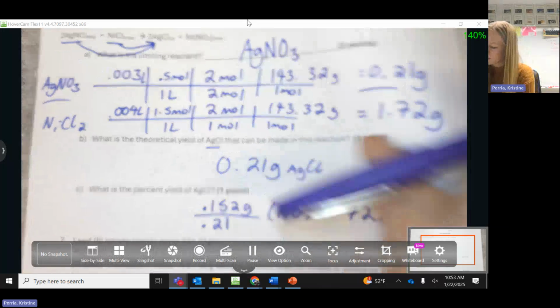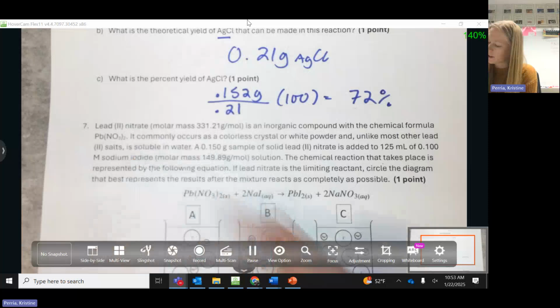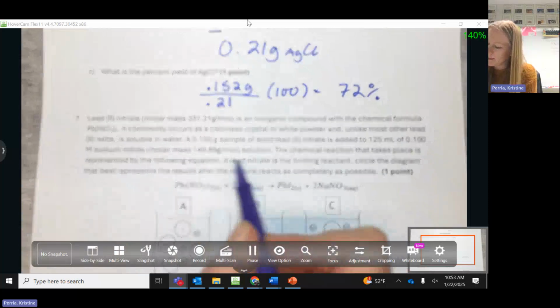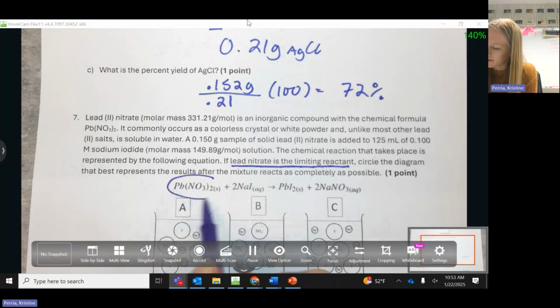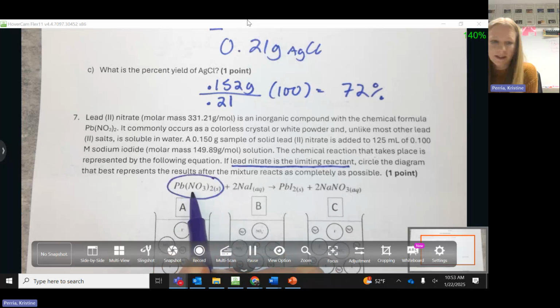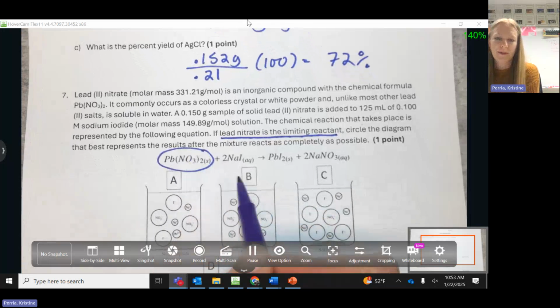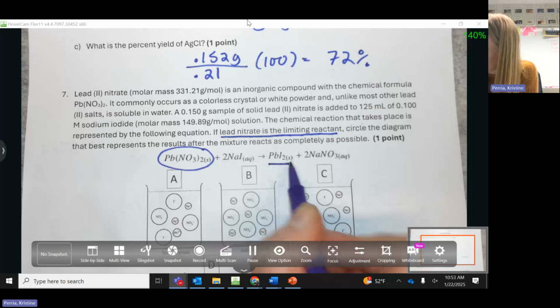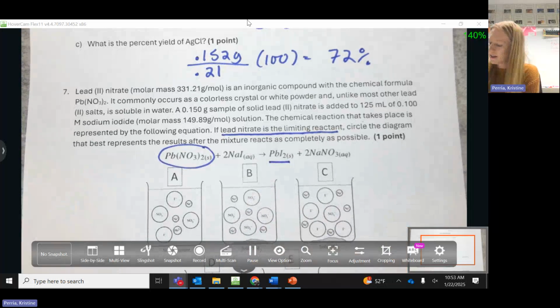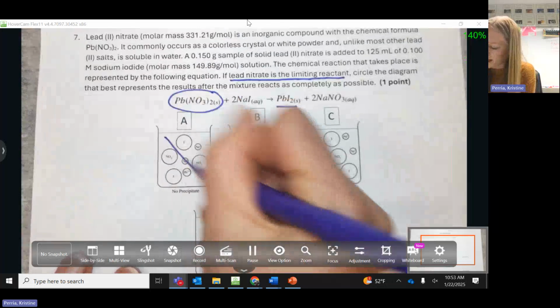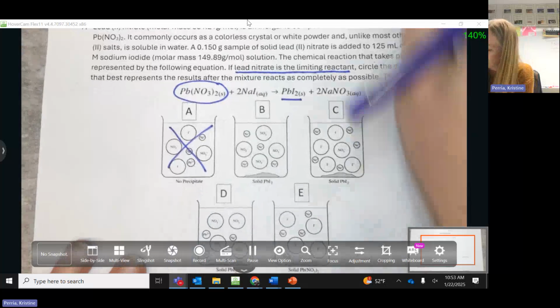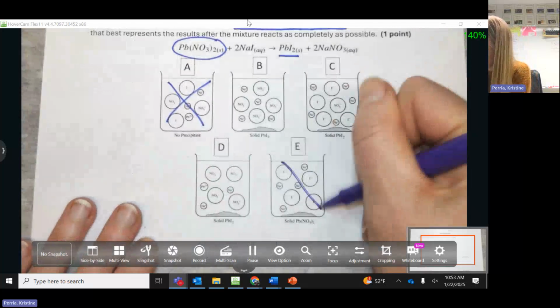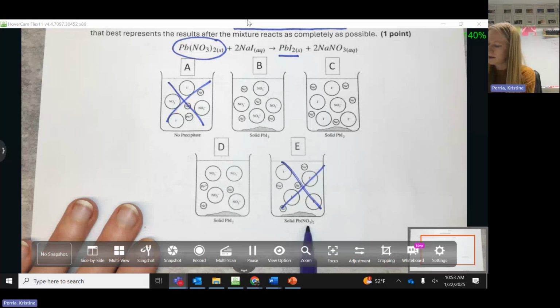Okay. Last one, there's a whole lot of introduction, but really the most important part is it says lead nitrate is the limiting reactant, and that's this one right here. So this is going to run out, and then the most important part from the equation is that PbI₂ is the solid. So we can automatically eliminate A because there is a solid, there is a precipitate. We can also eliminate E because if you see there's PbNO₃, and that's not what the precipitate is.